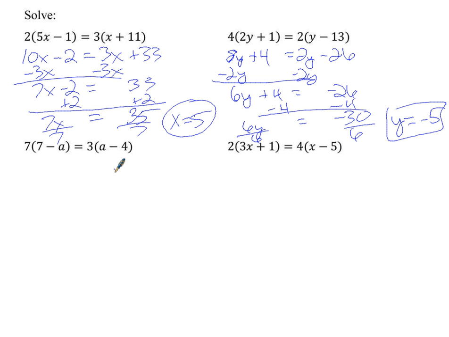Yep, so what do we get? 49 minus 7a, 3a minus 12. Nice job. Now what do we do? I didn't do it on the last two problems. What are we supposed to do next? Yeah, always look for like terms to combine. Look on the left side. Do we have any like terms here? No, unless I have really bad handwriting and my 9 looks like an 8, but no, this is a 49 here. Do I have any like terms here? No.